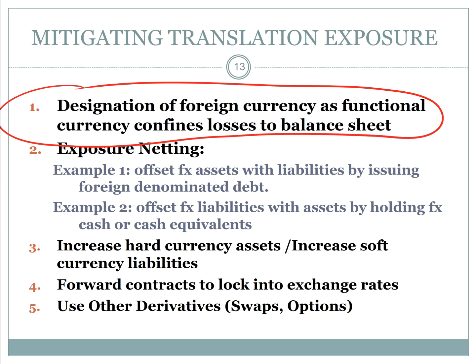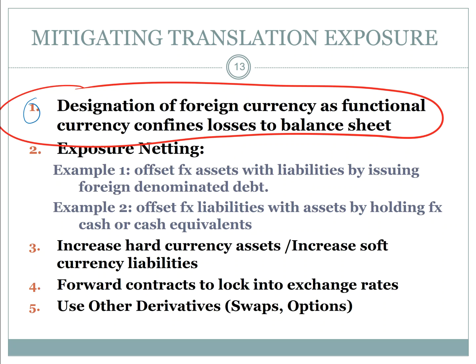So let's talk about mitigating translation exposure. Say this firm has decided that it's not very costly to get rid of this risk, and the risk is not immaterial for the firm. They want to do something about it. The first thing you probably want to do is designate the foreign currency as the functional currency. Therefore, any gains or losses will go directly to the balance sheet, never hit income and earnings.